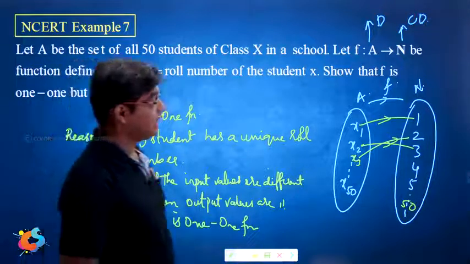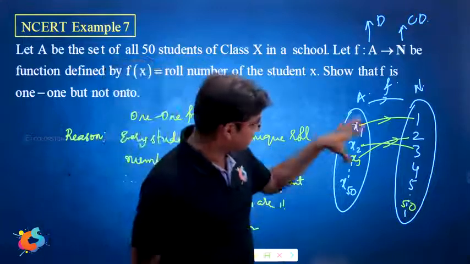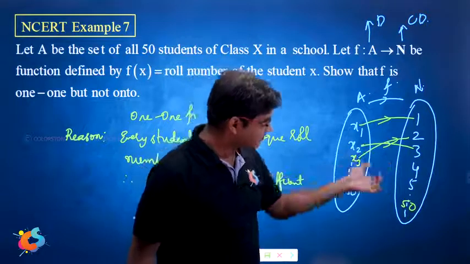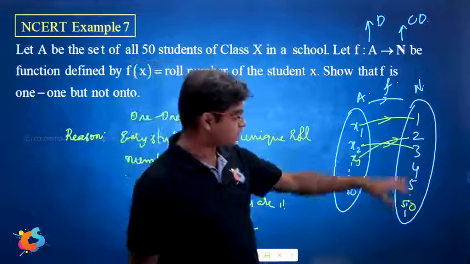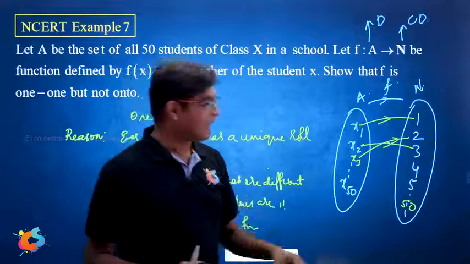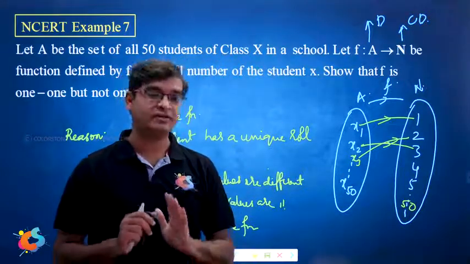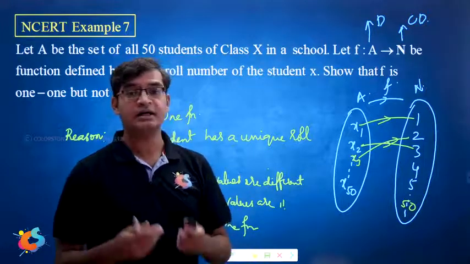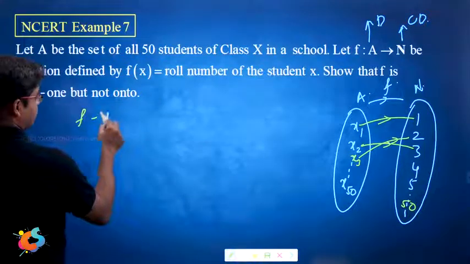Now will it be an onto function? Let me ask you. For 50 students we need 50 roll numbers. And in the natural number set we have infinitely many positive integers, isn't it? Natural numbers means positive integers. So you are taking only 50 integers out of this, and all of the rest are left over. That means there are elements in the codomain which are left over. So therefore this will not be an onto function, it will be an into function. So let us write the same thing. f is an into function.